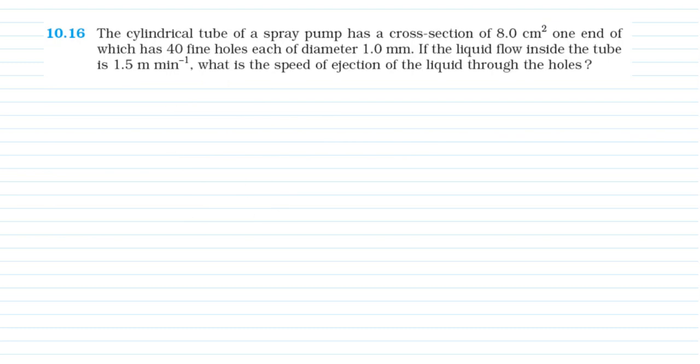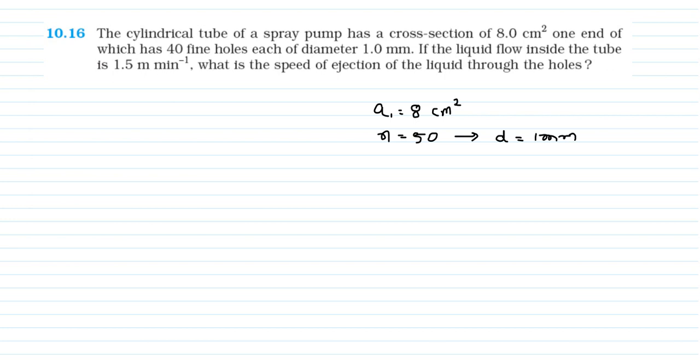Next, the cylindrical tube of a spray pump has a cross section area of 8 centimeter square. डेटा लिखते जाएंगे. You can say A1 is 8 centimeter square. One end has 40 fine holes, N is equal to 40, and each has a diameter of 1 mm.